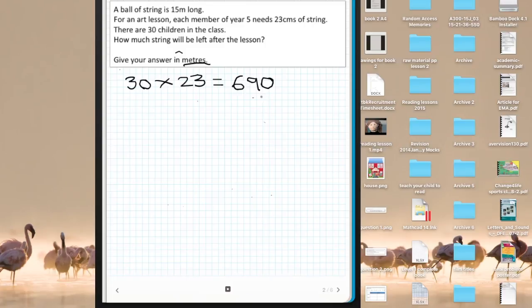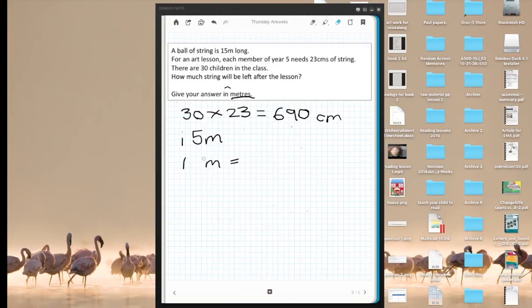How much do we start off with? Well, we started off with 15 metres. Now, I cannot take centimetres away from metres. They have to be in the same units of measure. So I'm going to turn my 15 metres into centimetres. 1 metre equals 100 centimetres.